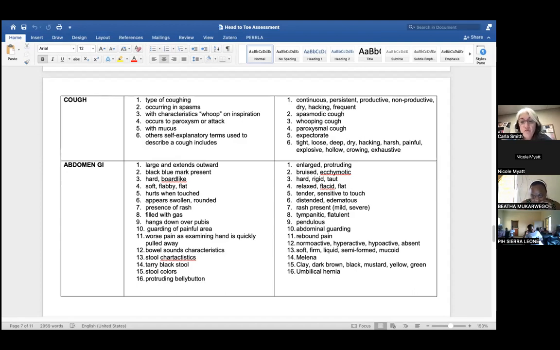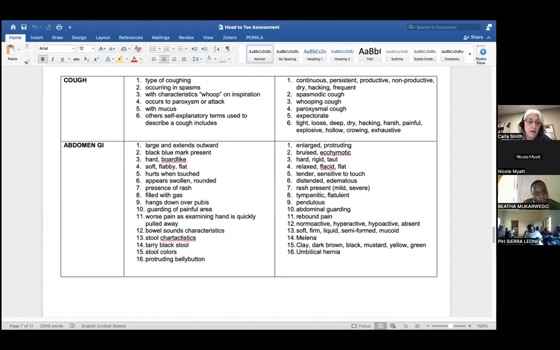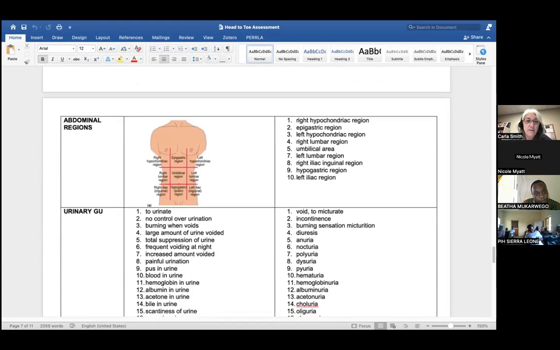When we talk about stool, we don't want to just say they had a small bowel movement or a large bowel movement. You want to describe it. Is it soft? Is it firm? Is it liquid? Was it mucoid? Is it dark brown or mustardy yellow? Is it pale in color? Does it have a green tinge to it? You can definitely get some more quantifiers there with your patient's GI status.